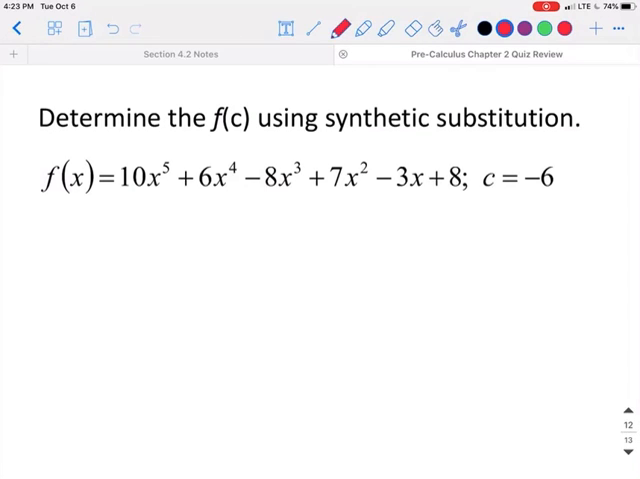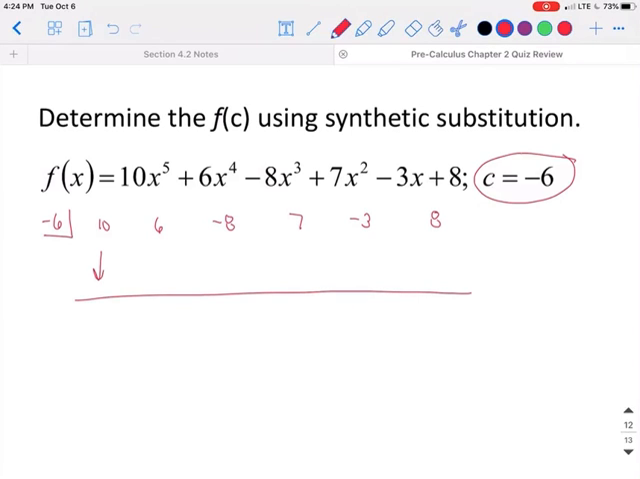Determine the function value using synthetic substitution. Now, when you're doing synthetic substitution, we already know the x value we're plugging in. We just need to first make sure we didn't skip any exponents. And then we're just going to use synthetic, just like we do synthetic division for synthetic substitution. So we're going to bring the 10 straight down first. That's going to give us negative 60.